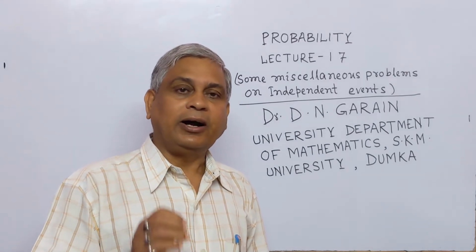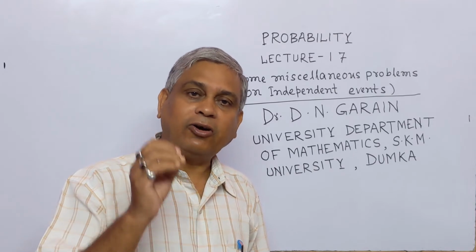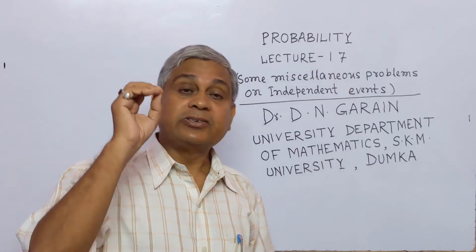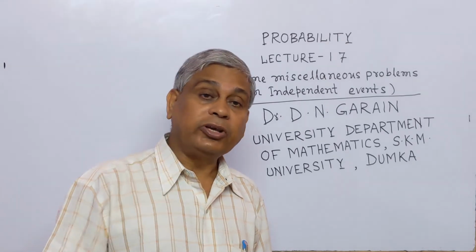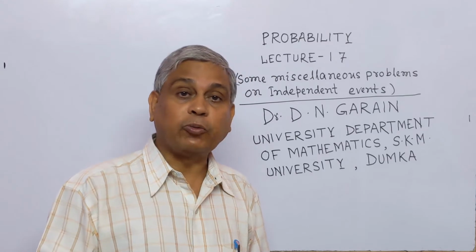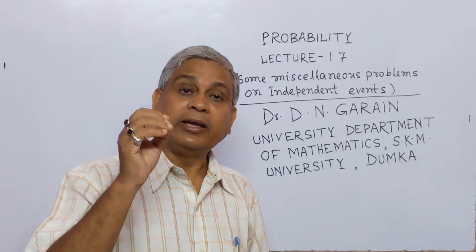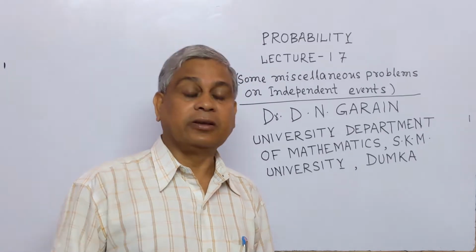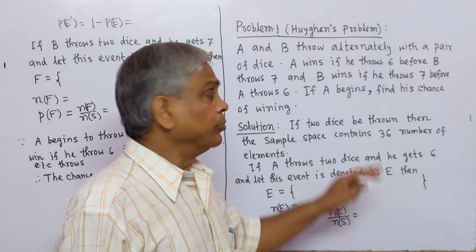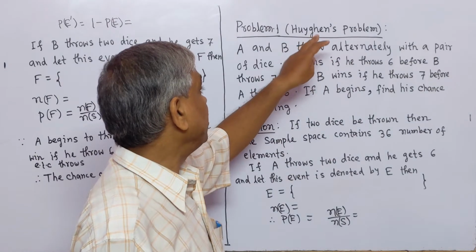Today, I will deliver lecture on probability, lecture number 17, in which I will solve some miscellaneous problems on independent events. Now we solve a problem. The problem is known as Huygens problem.